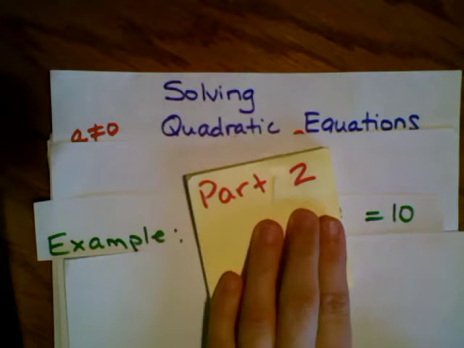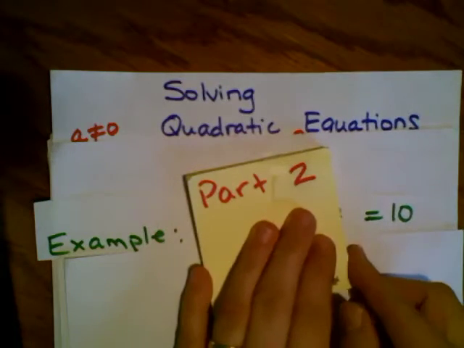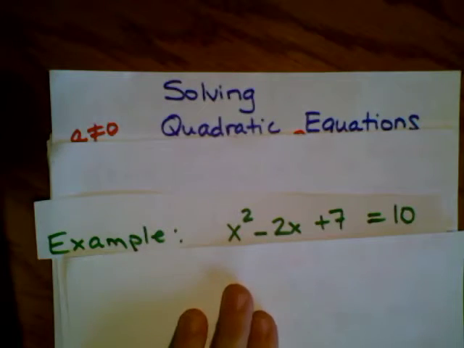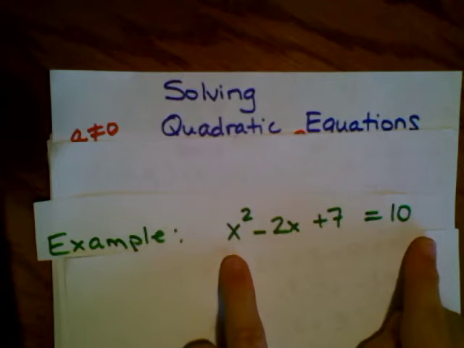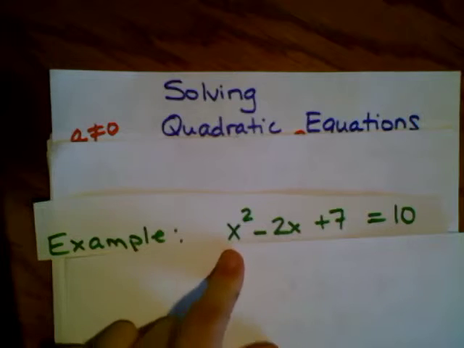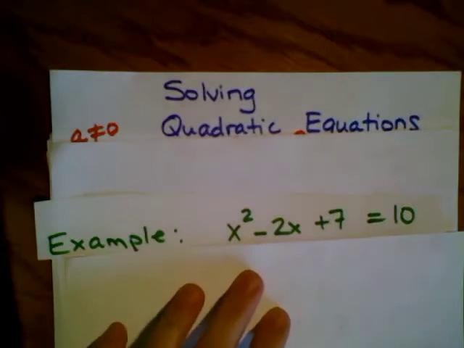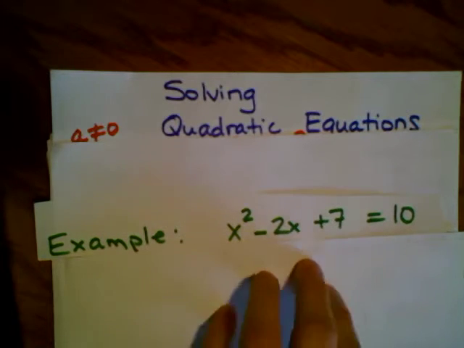We're going to continue a discussion on solving quadratic equations. This is part 2 of a multi-part video. We ended part 1 with this green example. We had a quadratic polynomial equal to 10, and we were finding all values of x such that the left-hand side would equal 10. And we found that the solution set was going to be -1 and 3. Now, how did we come up with -1 and 3?